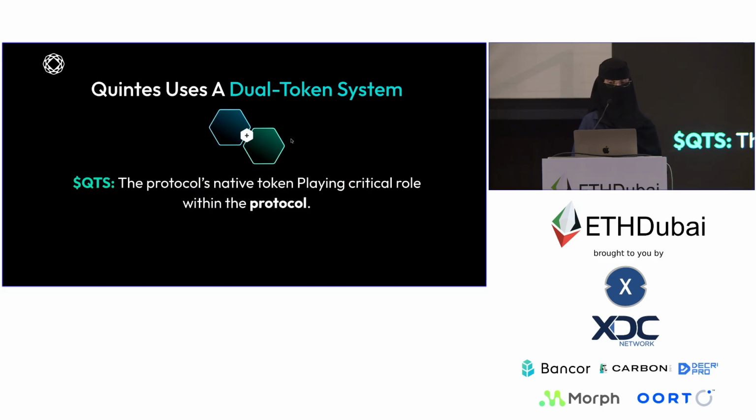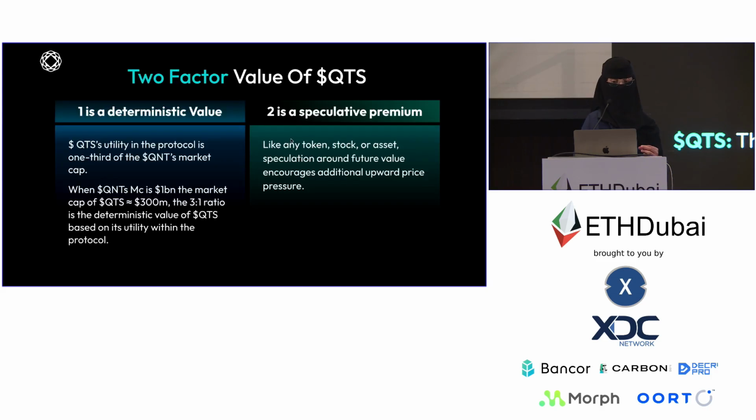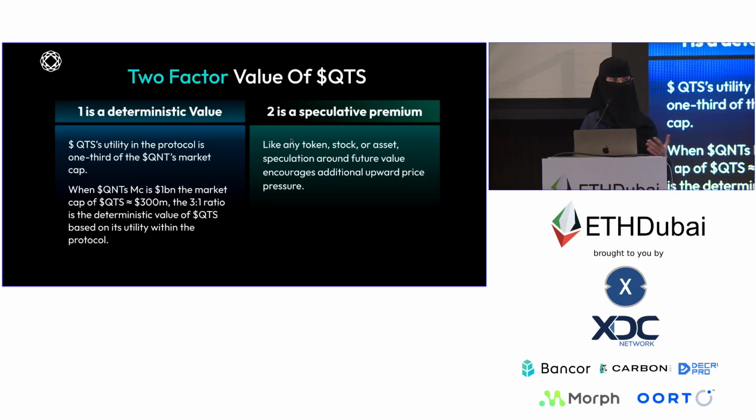One note is the protocol uses a dual token system. QTS is the protocol native token that is used for governance, and it serves the protocol with key functions. It has a deterministic value based on its utility and use, which is around 1/3 of the market cap. The other value is based on speculation, which is a normal thing in any asset class.